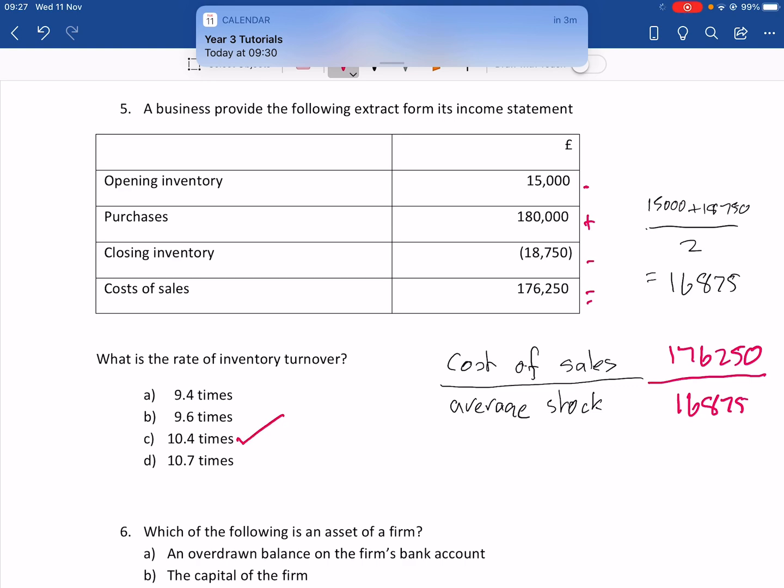So it's saying you're turning your stock over 10.4 times a year. Obviously that's not fruit and veg because you'd be turning that over loads of times a year. It's more probably something like selling cars, about 10 cars a year, or aeroplanes, I don't know. The point is this is how you do the calculation and work out that answer.